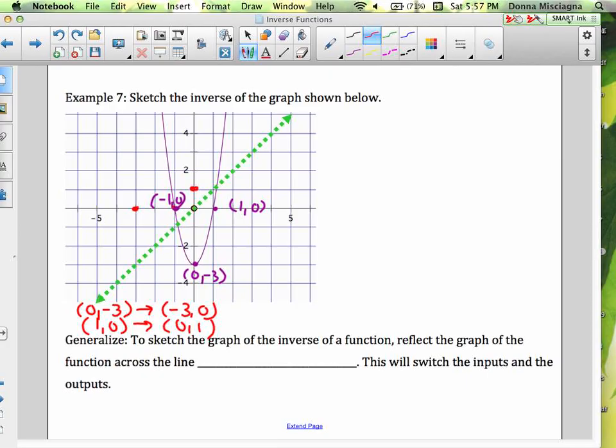Oh, this is already coming into play. And then -1, 0 will go to 0, -1. So that's going to be right here. Do you kind of see the shape it's going to be? All right, so now I just got to get the right width. So here it's a little bit more than 1, about 1.5, a little bit more than 1.5.